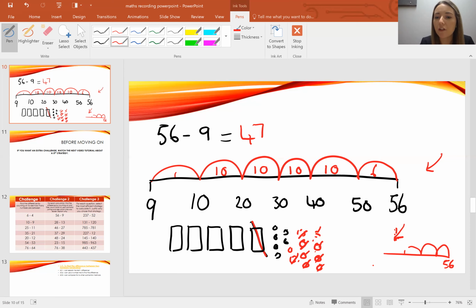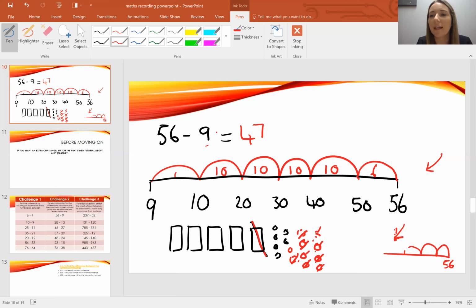So it might be that you found both of them took about the same time, because in the pictorial jotting, you had to regroup. But with the counting on, it was quite a long way from 9 to 56. So actually, both of them took about the same amount of time. It might be that if you use the empty number line to count back, that's probably the quickest strategy to use for this one, because 9 isn't very much to count back.